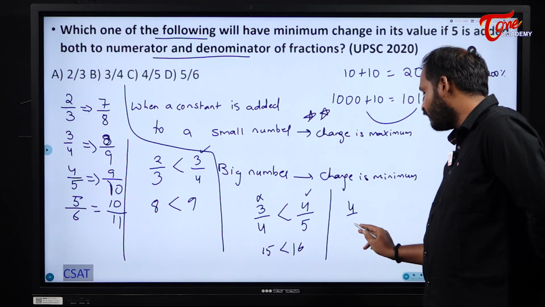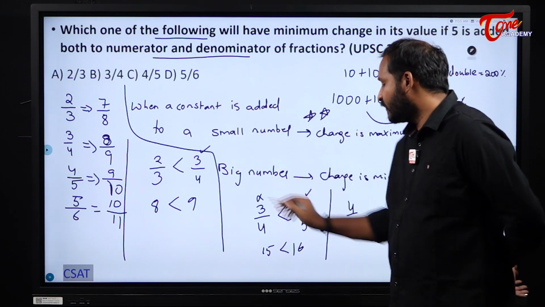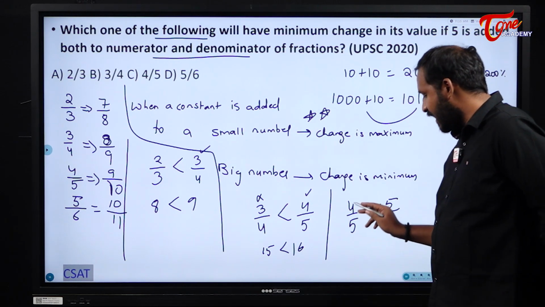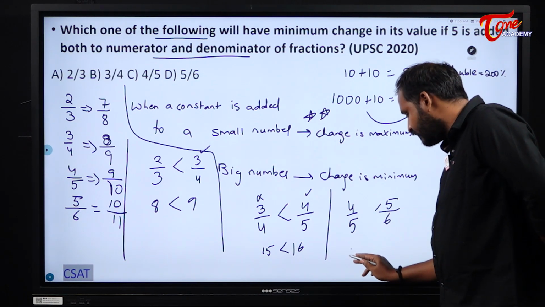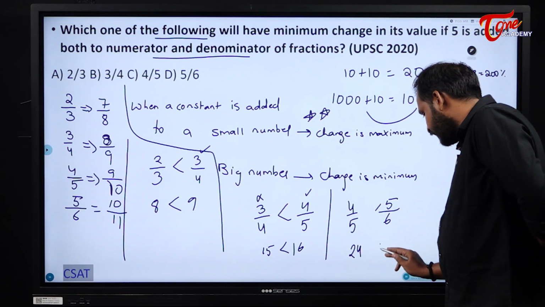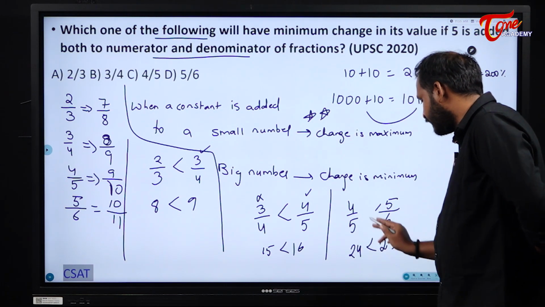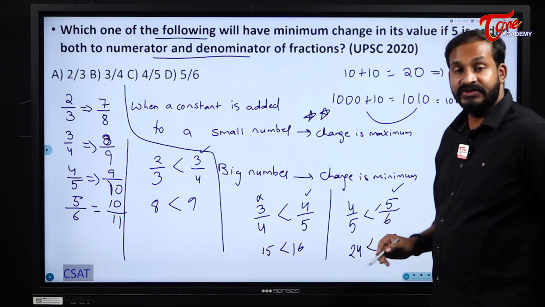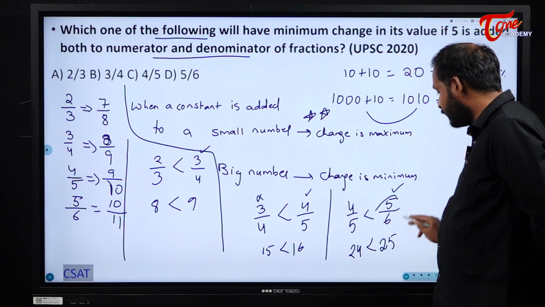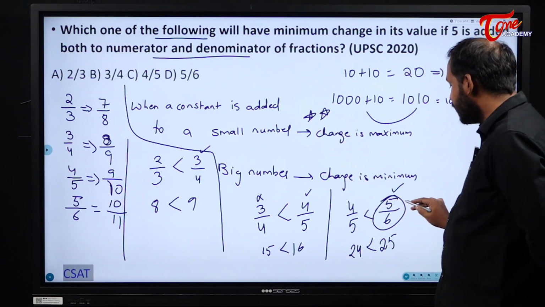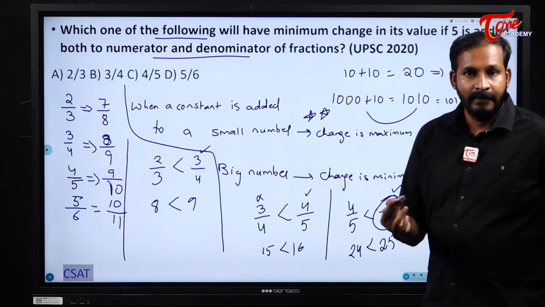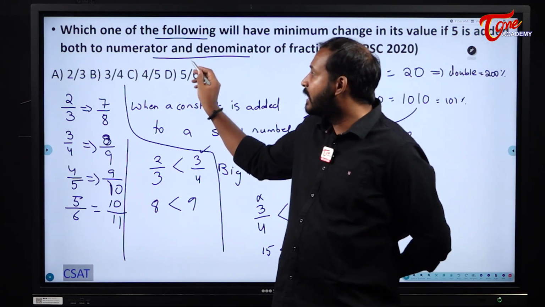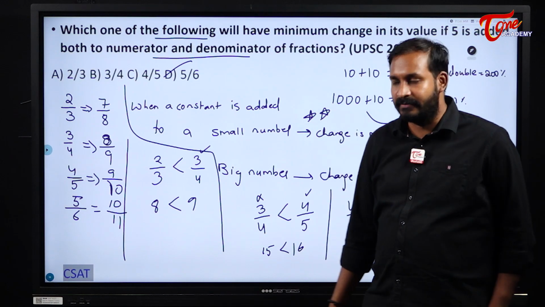Now I will go forward with 4 by 5 and compare it with the last option, 5 by 6. As usual, cross multiply. 4 6s are 24. 5 5s are 25. 25 is greater, so 5 by 6 is bigger among these two, and it will have the minimum change. So in the given 4 options, 5 by 6 is the biggest value, and 5 by 6 will have the minimum change.